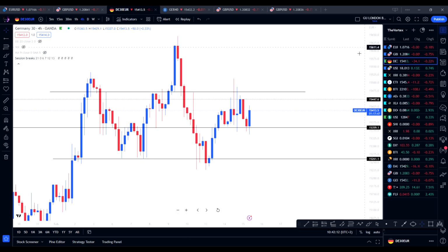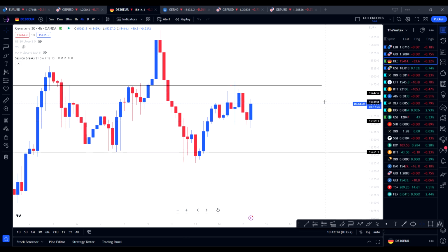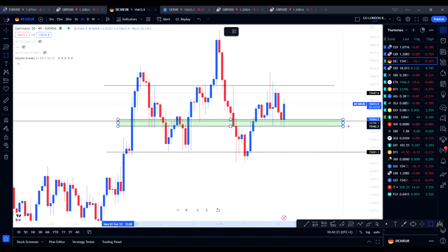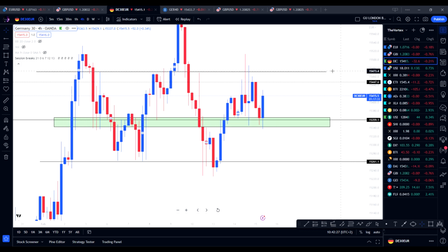Now, because this is the 4-hour chart, we also have a very important zone in the middle, and that is this area right here. Let's highlight it. There we go. All right. So we have support at the bottom. 1, 2, 3, 4, 5, 6, 7 taps. It doesn't matter if price closes below it because it's not a clear break and close.